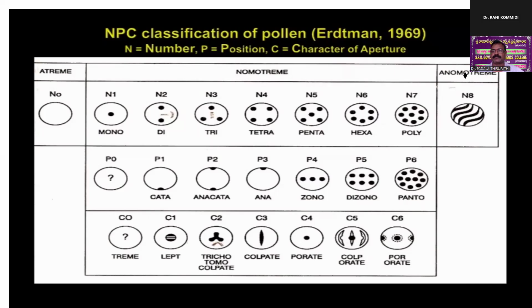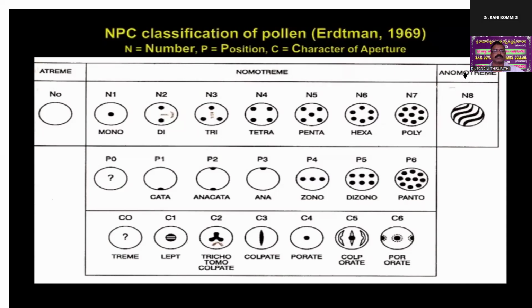Depending upon the number of apertures, the types of pollen are monotreme, N1, with 1 aperture; ditreme, N2, with 2 apertures; tritreme, N3, with 3 apertures; tetratreme, N4, with 4 apertures; pentatreme, N5, with 5 apertures; hexatreme, N6, with 6 apertures; and polytreme, N7, having more than 6 apertures.